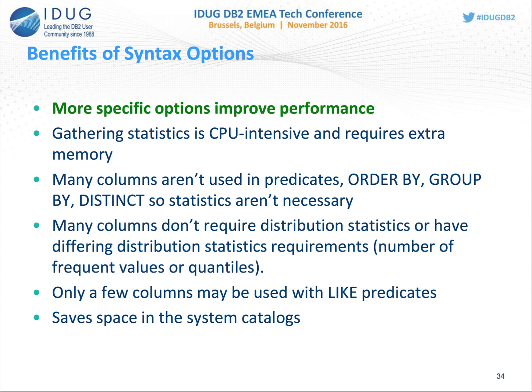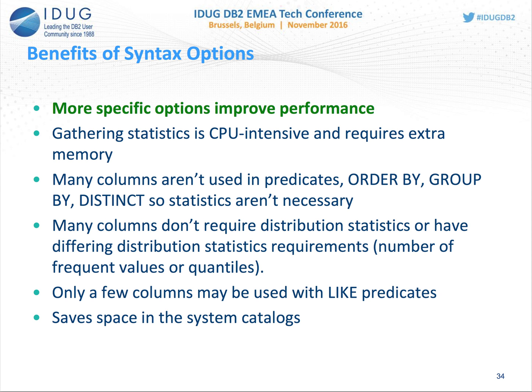Sometimes many of the columns aren't used in predicates, or order bys and group bys, distinct. Those operations actually use the catalog statistics as well, but some columns never appear in any of those types of operations. Many columns, excuse me, don't even require distribution stats. So there are different ways that you can customize it.